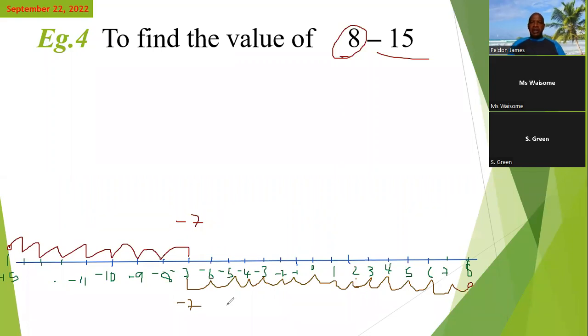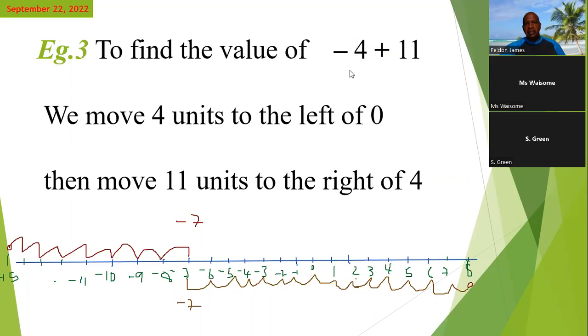Now, what we can conclude from this is, if you look at the question that we had before, let me just erase this. Bear in mind, this question here has what? Positive 8 and negative 15. The question before has what? Negative 4 and positive 11. Now, when we add negative 4 and positive 11, our answer was what? Our answer was positive 7.